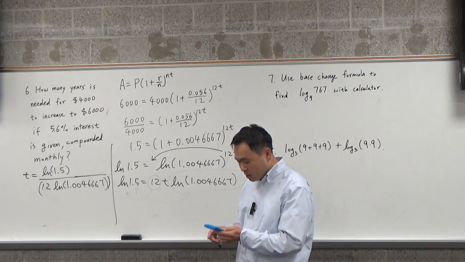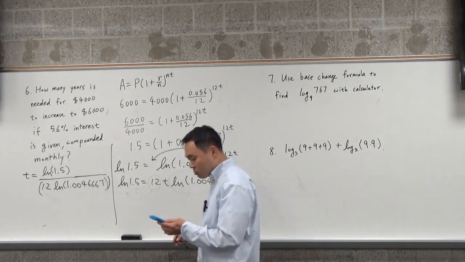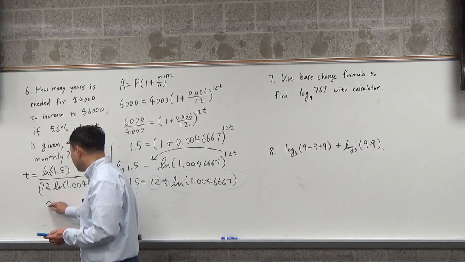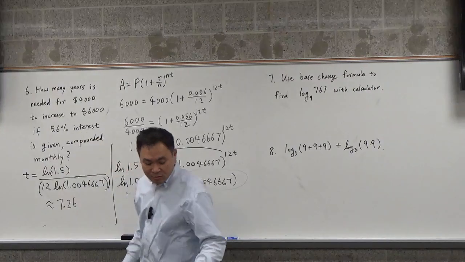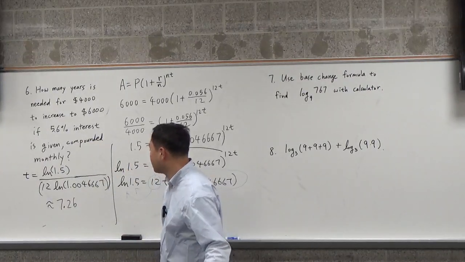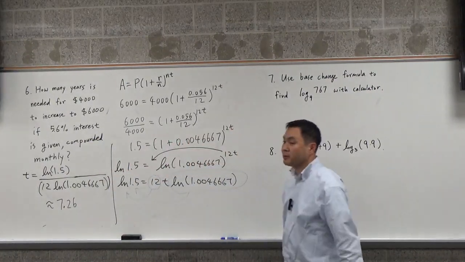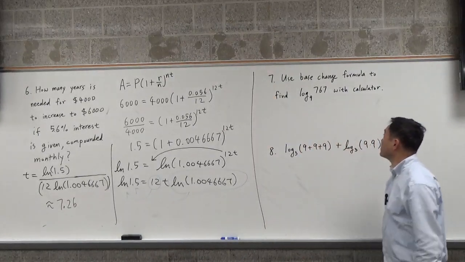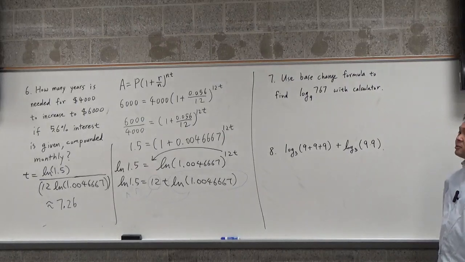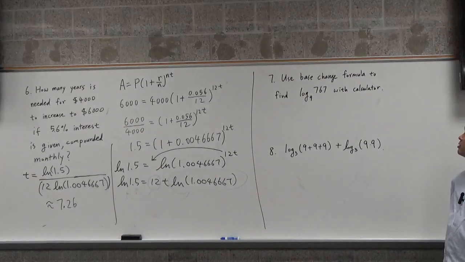Okay, so if I do that, I end up with 7.26, so about 7.3 years. Okay. Now let's think about number 7.